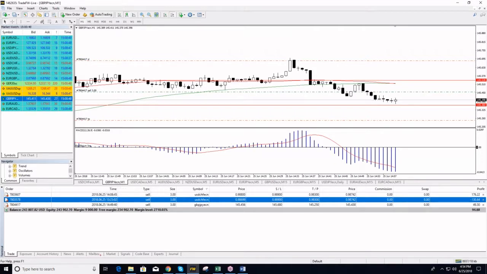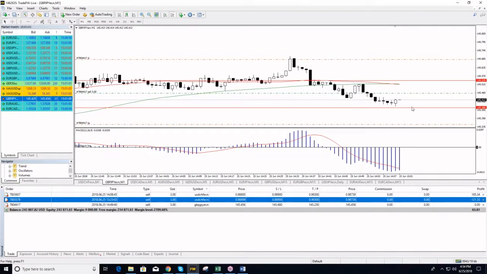The news was not so important. It came better than expected, and you see now that pound yen is reacting to the upside. However, this reaction is a minor reaction. We will be closely monitoring pound yen. We definitely don't want to see a close above this red line.